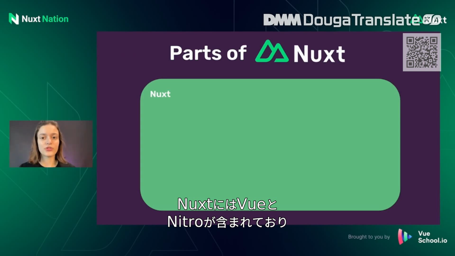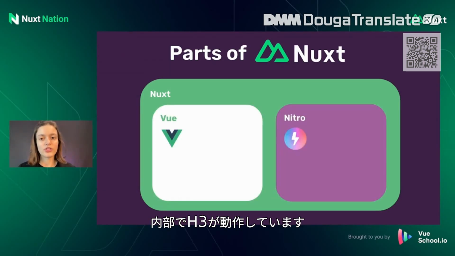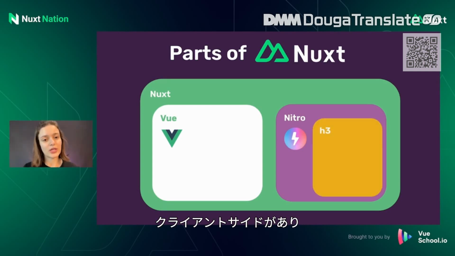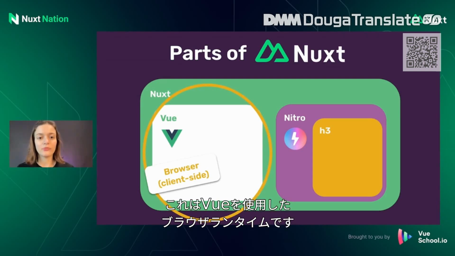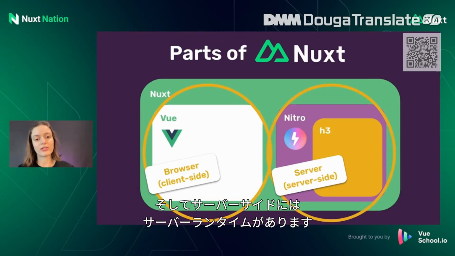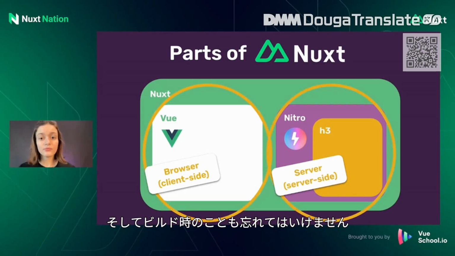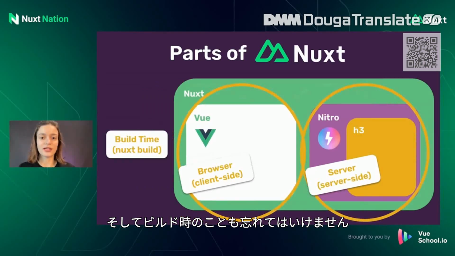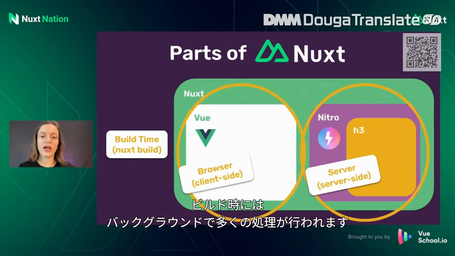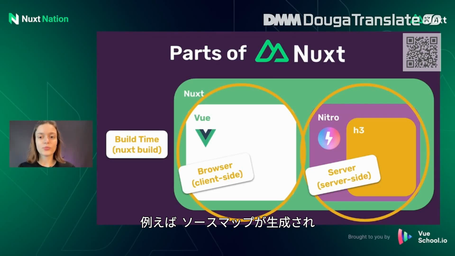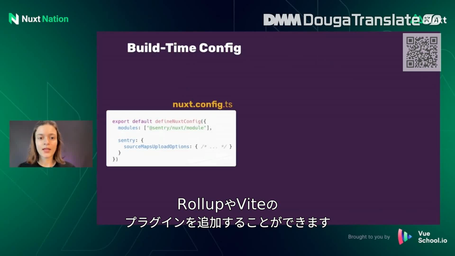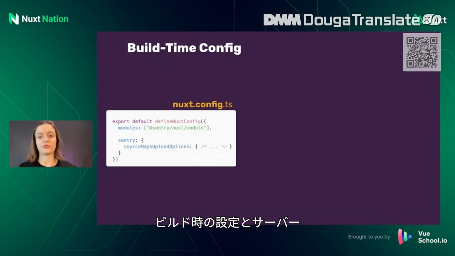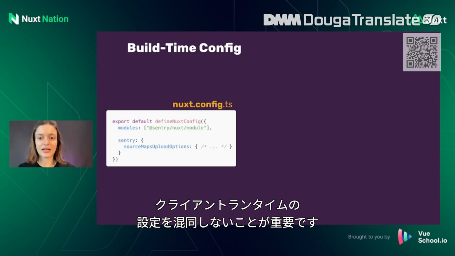So Nuxt includes Vue and Nitro, which runs H3 under the hood. So we have the client side, which is the browser runtime with Vue, and then we have a server runtime on the server side. And we should also not forget about the build time. During build time, a lot of stuff happens in the background. For example, source maps are generated and plugins for rollup and Vite can be added. It's important not to mix up the configurations for the build time, the server, and the client runtime.